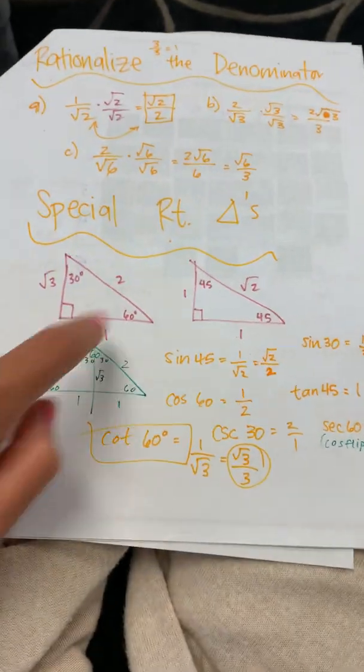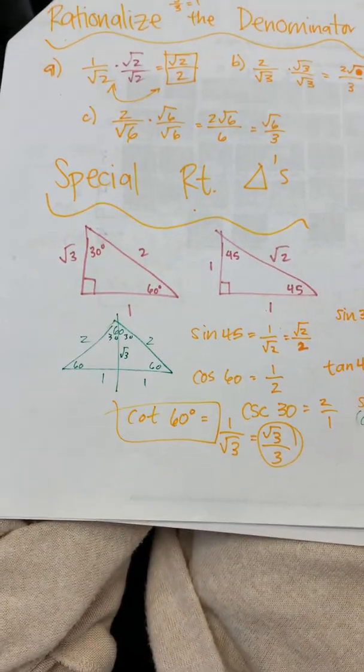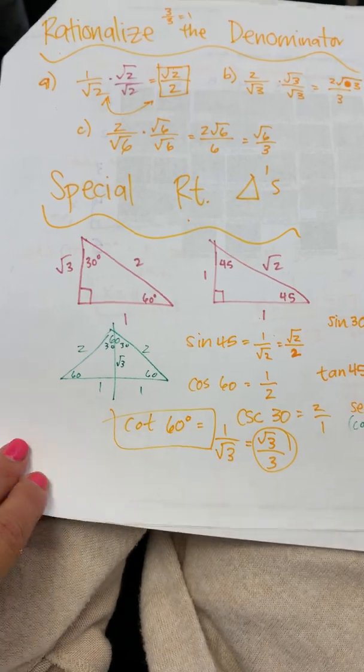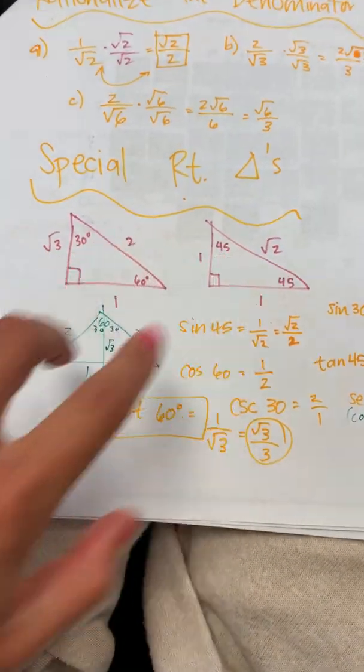So you can use these special right triangles in trig, and they're going to be a huge part of our lesson tomorrow when we're doing the unit circle. We put these into the unit circle.